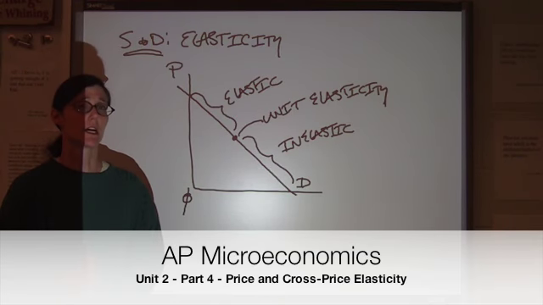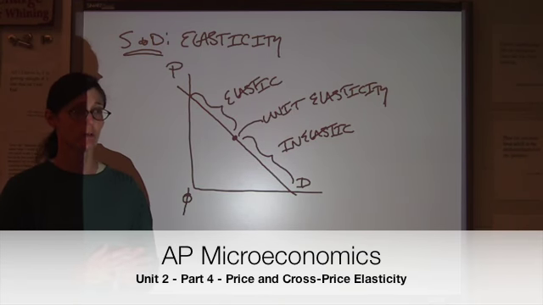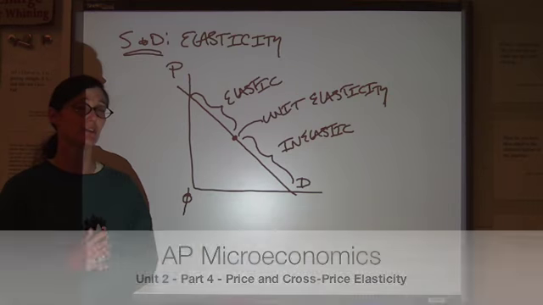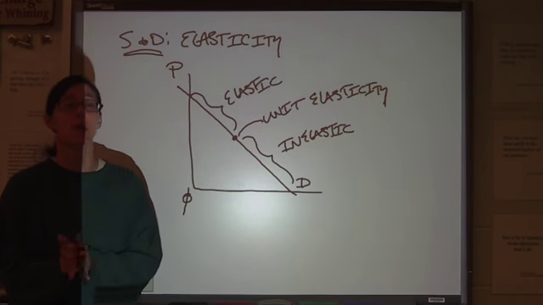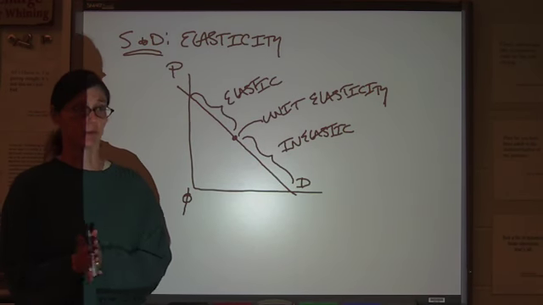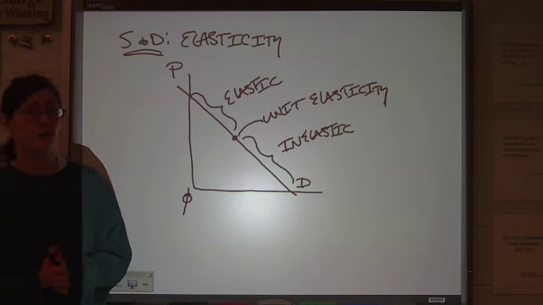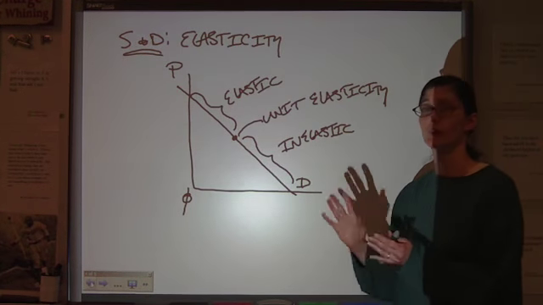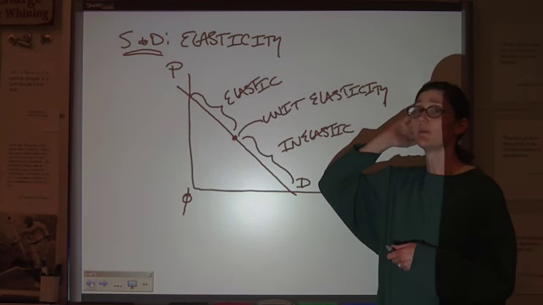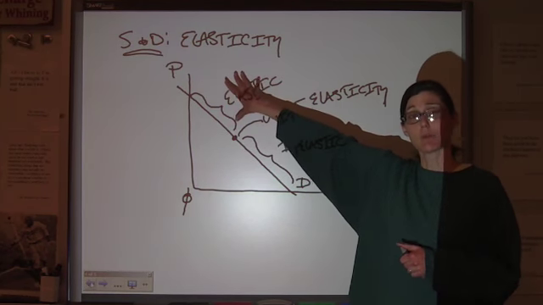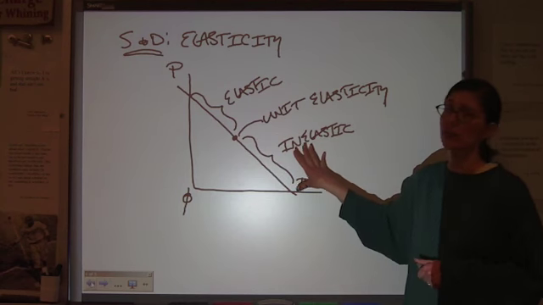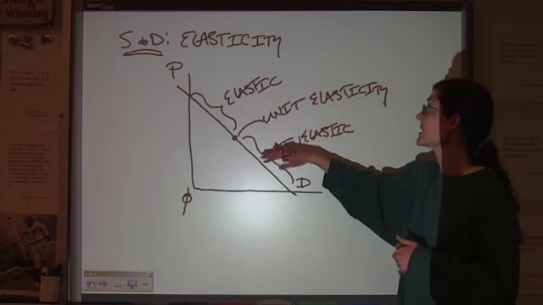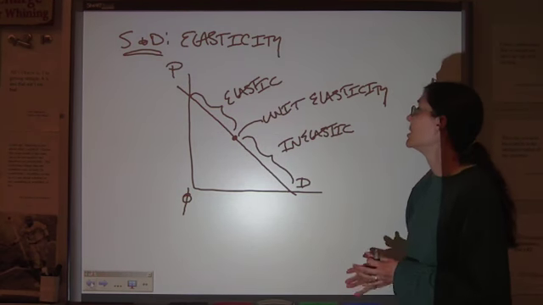Okay, I want to revisit elasticity a little bit in this unit because we talked about it just briefly in Unit 1. We did some last semester, but now we've got to approach it in a different way. What we've already talked about is the idea that a straight line demand curve has 3 different regions: it tends to be more elastic in the upper half, more inelastic in the lower half at lower prices, and unit elastic in the middle.